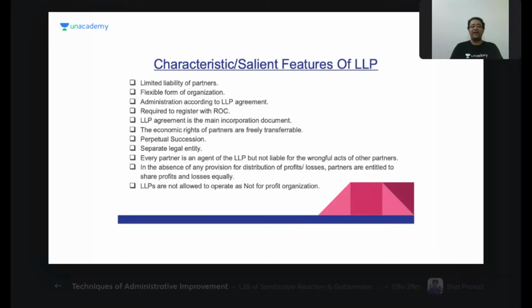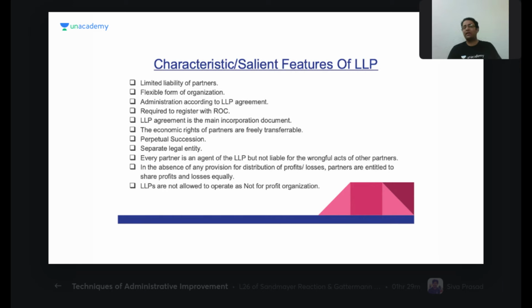Okay, now second point, flexible form of organization. Like I explained to you earlier, it has picked up the feature of limited liability from the corporates and the flexible feature from the partnership firms, combined both, and that's where you got LLP. Flexibility in terms of running its business, flexibility in terms of lower compliance costs, flexibility in terms of lower reporting that needs to be done to the government, and the partners of the firm can just go on with their business and focus on the business and take care of all the compliances at the end of the year as and when required.